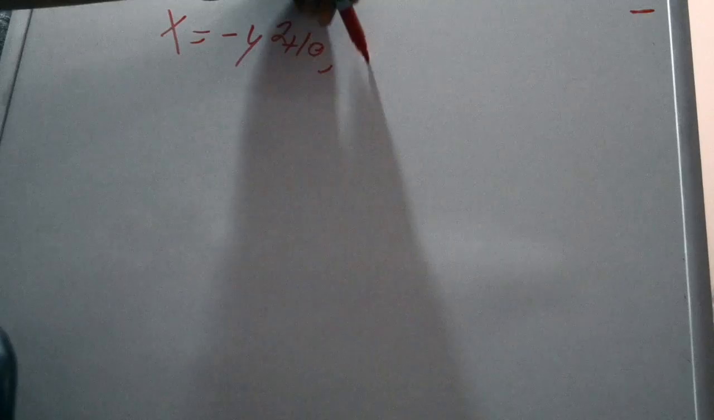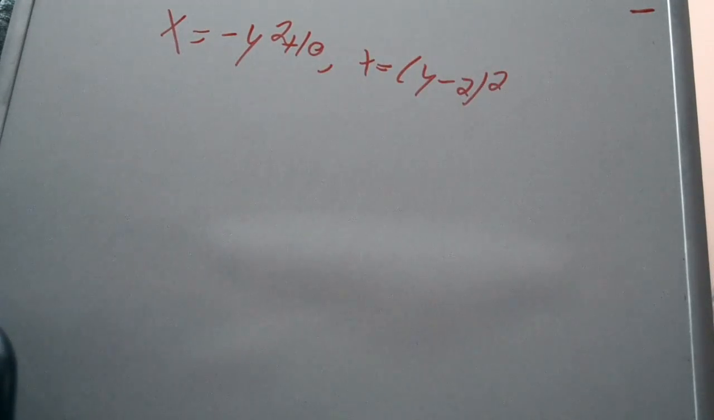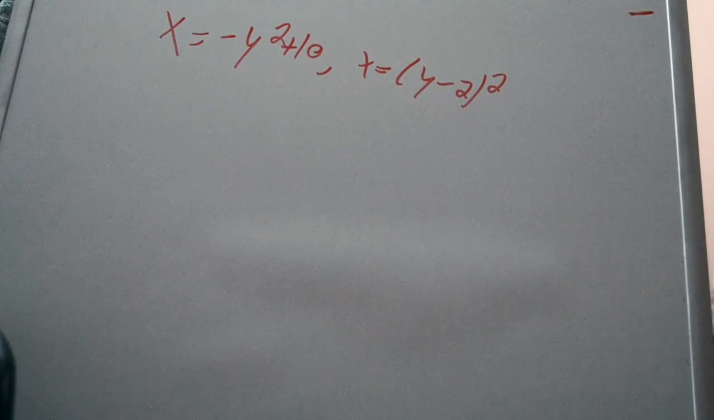So it's going to be: determine the area of the region bounded by x equals -y squared plus 10 and x equals (y minus 2) squared. So find the area bounded by that region. I'm going to pause it.